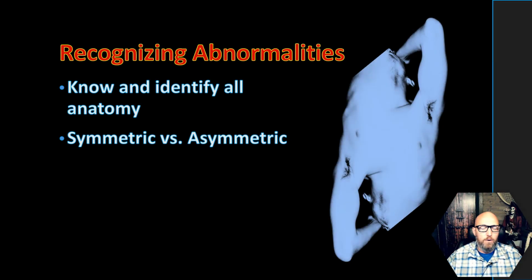All right, so now that you are able to identify, hopefully, all the anatomical structures in a radiograph, you should be able to recognize abnormalities. And I already mentioned this little hint, this tip of recognizing symmetry from asymmetry. If something is asymmetric, your eyes should be drawn to it.